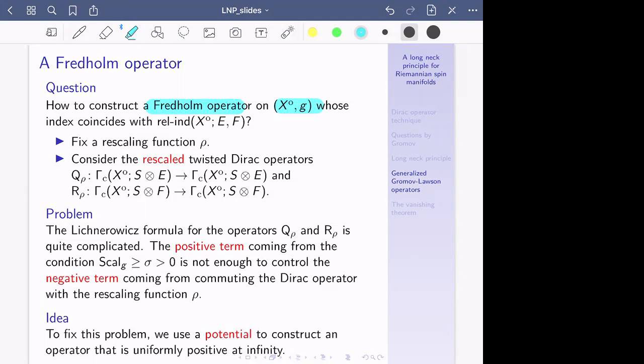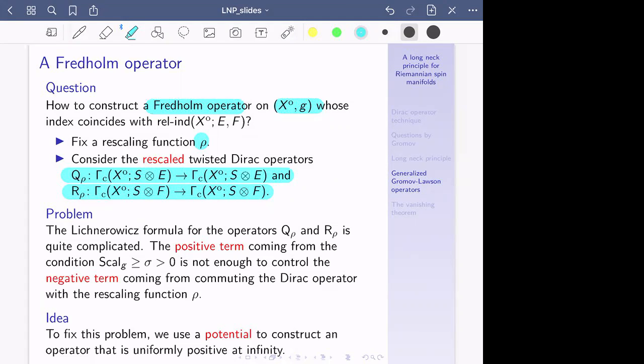Now we fix a rescaling function rho, and we consider the rescaled Dirac operators Q rho and R rho. Those are obtained by twisting the Dirac operator with the bundles E and F respectively. The good side is that, of course, these operators are going to be essentially self-adjoint, by the result that I explained five minutes ago. But the Lichnerowicz formula for the operators Q rho and R rho is quite complicated. This is due to the fact that we have to commute the Dirac operator Q with the rescaling function rho.